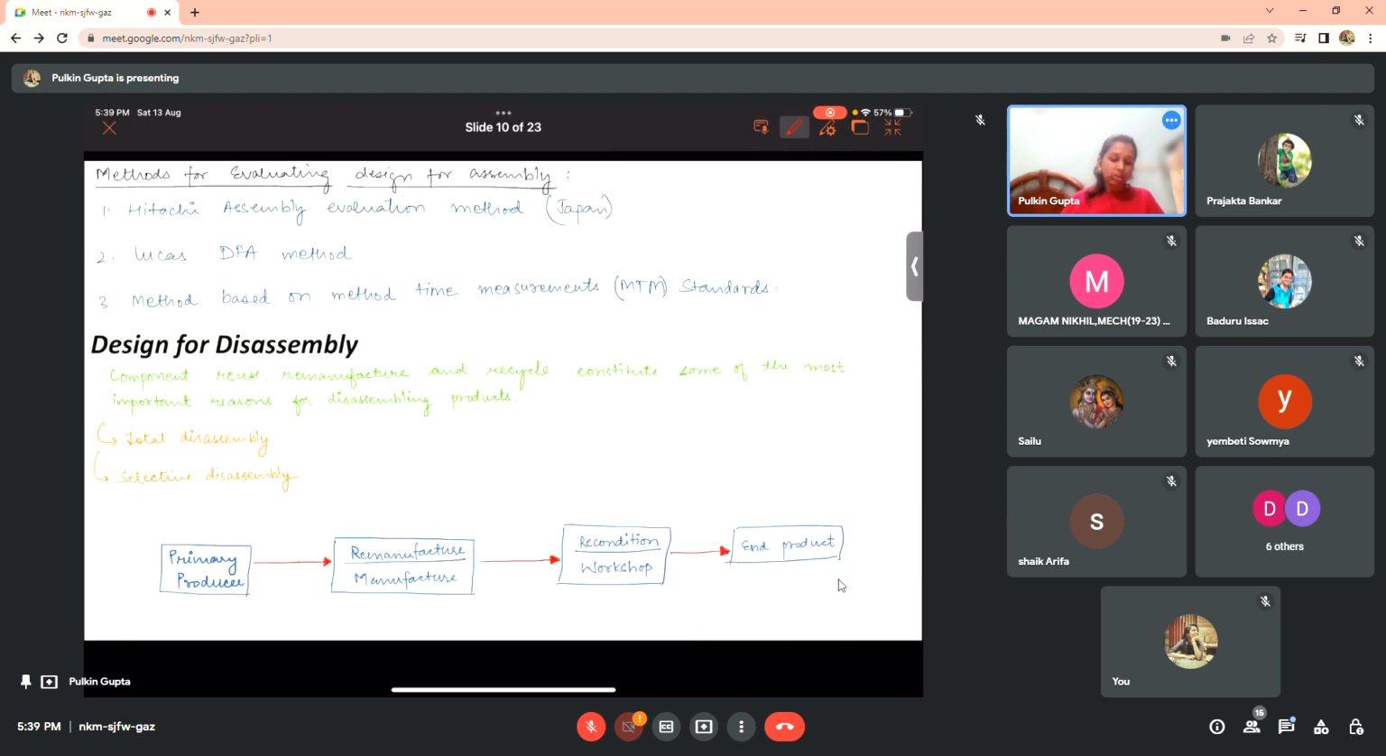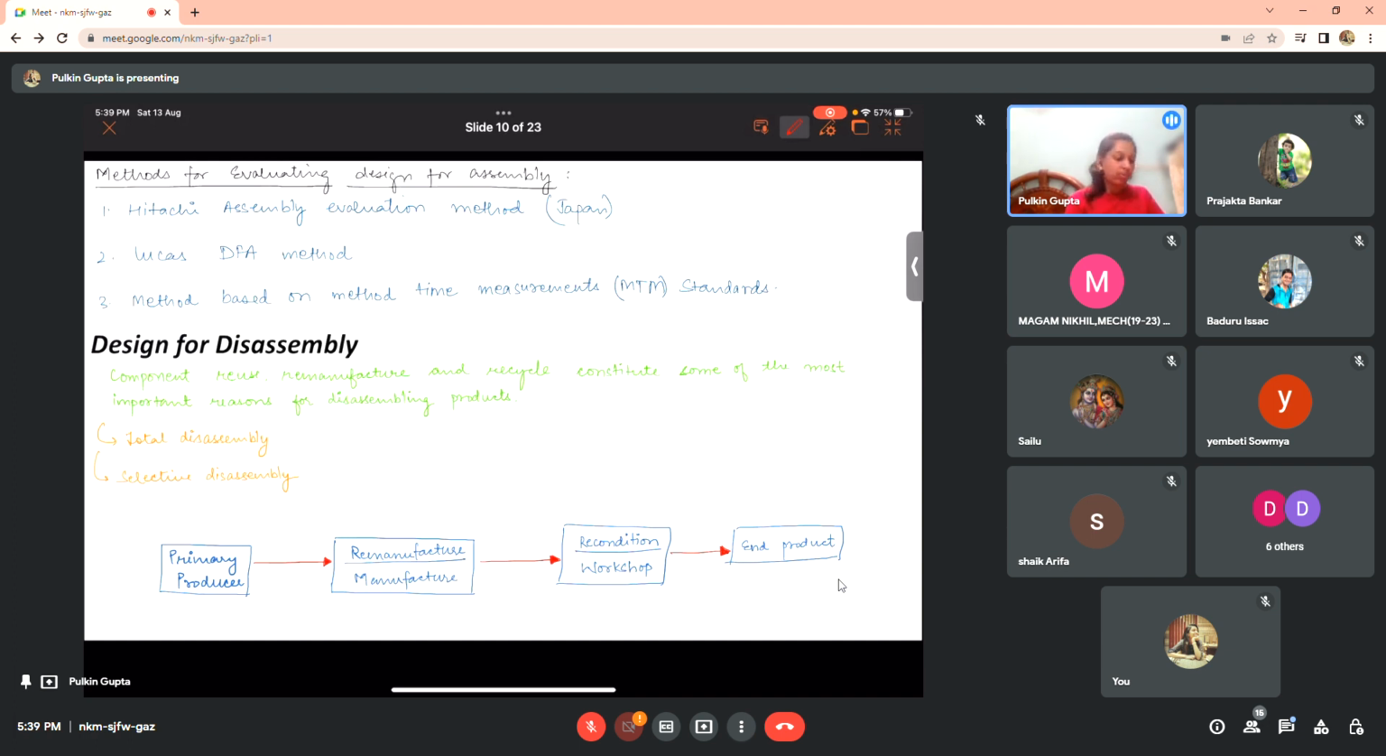Okay. So we have also gone through different methods during the lectures of the week for evaluating the design for assembly. First one is the Hitachi Assembly Evaluation Method from Japan, and second one is the Lucas DFA method. And the last method is based on method time measurement standards, that is MTM standards.